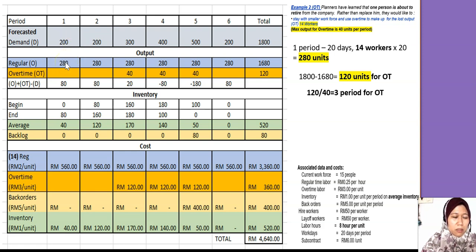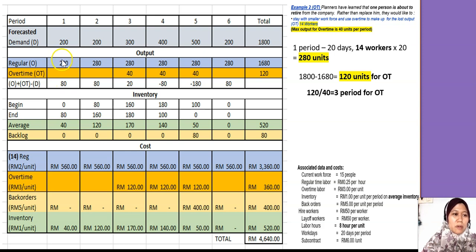The regular is okay. Okay, this one we are going to start to have a problem because the demand is more than the regular, so we are going to start the overtime. So here going to be 3 periods, so we will do this one, and this one. Okay, so we want to know the difference.